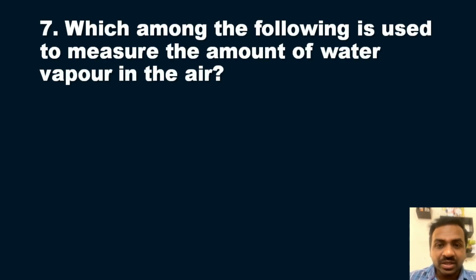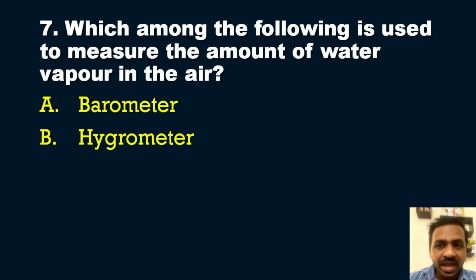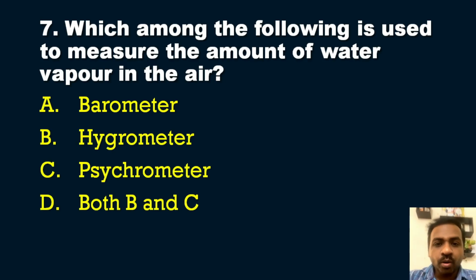Moving on to the 7th question in our series. This is from community medicine, and the question is, which among the following is used to measure the amount of water vapor in the air? So it's a very simple question, but the options may confuse you. The answer options for you are option A, barometer, option B, hygrometer, option C, psychrometer, and option D, both B and C, that means hygrometer and psychrometer.